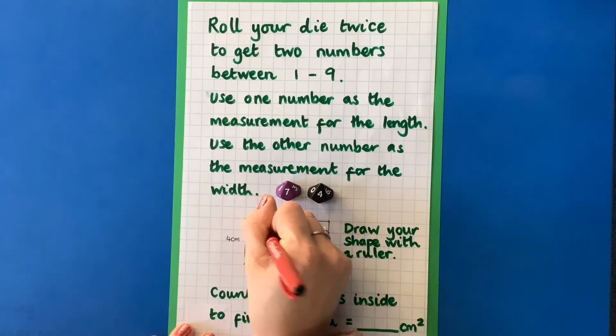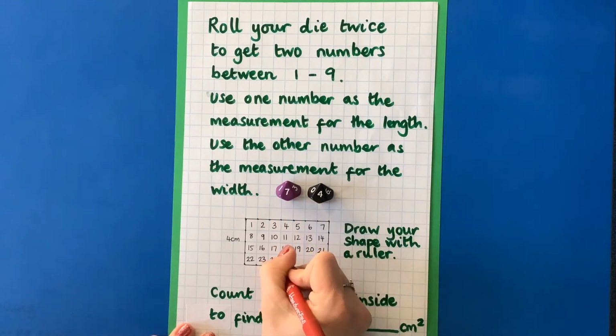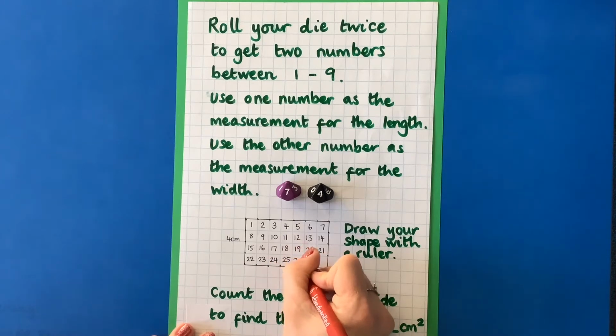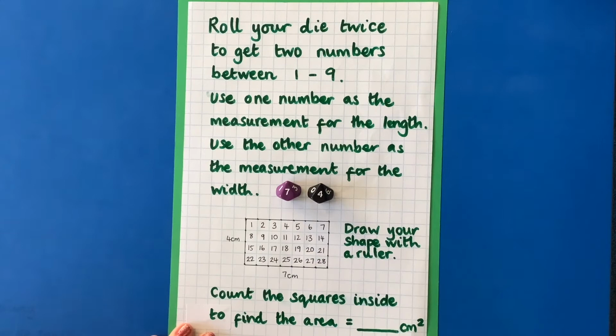1, 2, 3, 4, 5, 24, 25, 26, 27, 28. So the area of this rectangle is 28 centimetres squared. And we put a little 2 there to show that it means squared. And if I think about it like Sid the Spider, I'll notice that it's my 7 times tables. Look, it's an array of my 7 times tables.